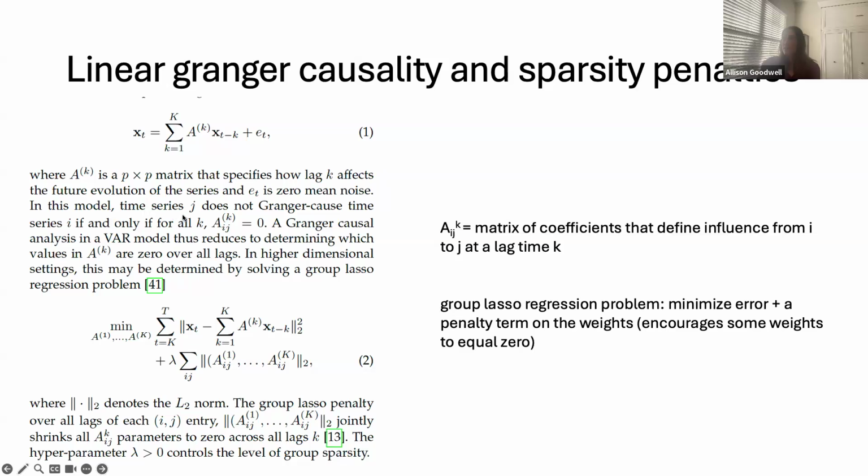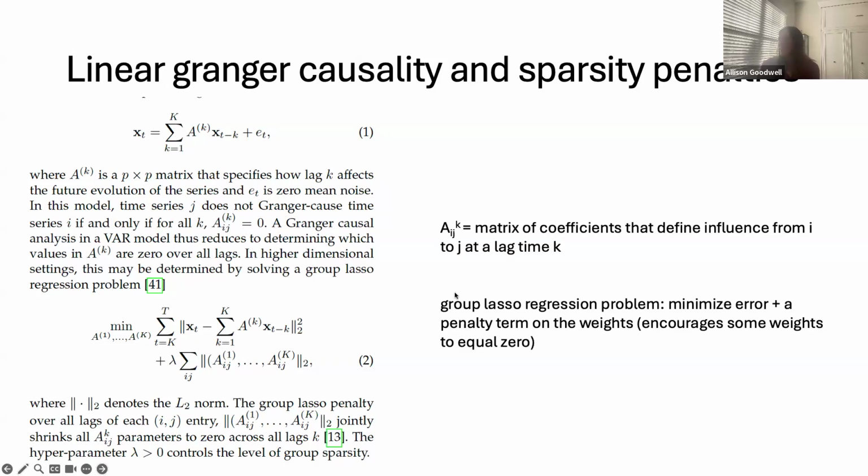And basically, a variable is non-causal if its coefficient is 0 for all the lags. So if A is 0 for a certain point to point, or X to Y, or I to J connection, then we say that it's non-causal.